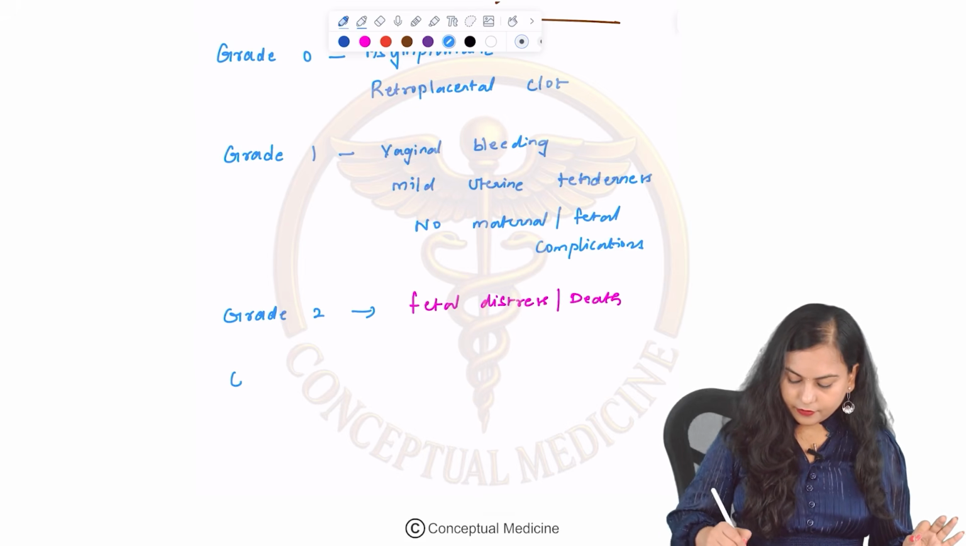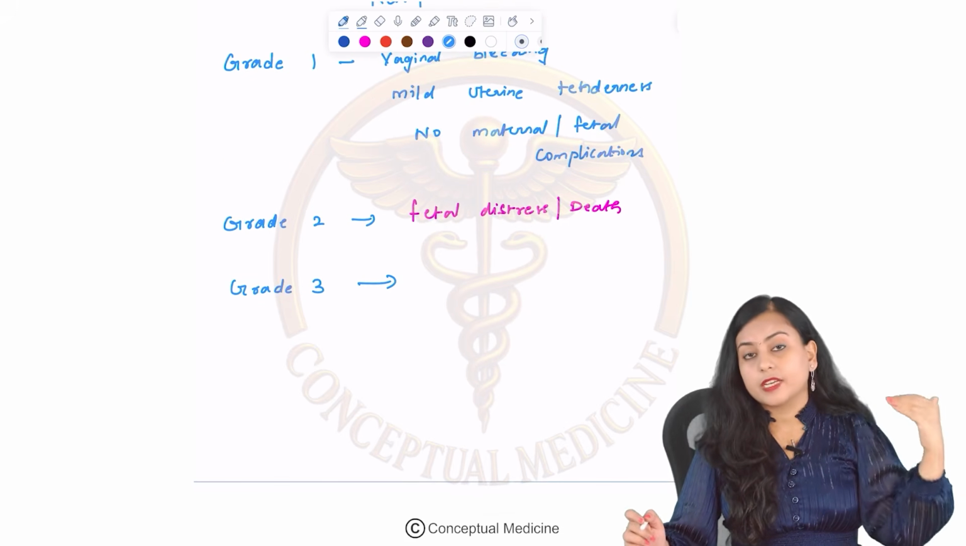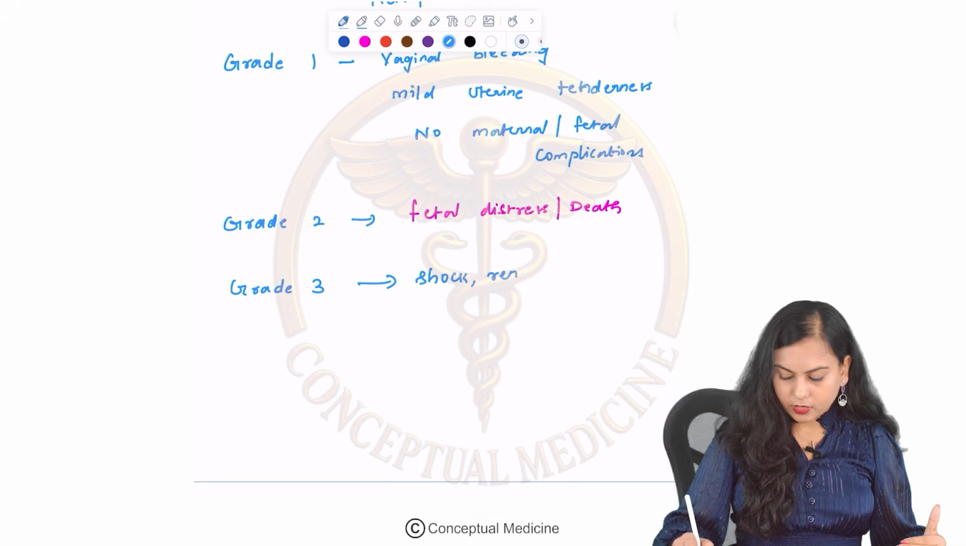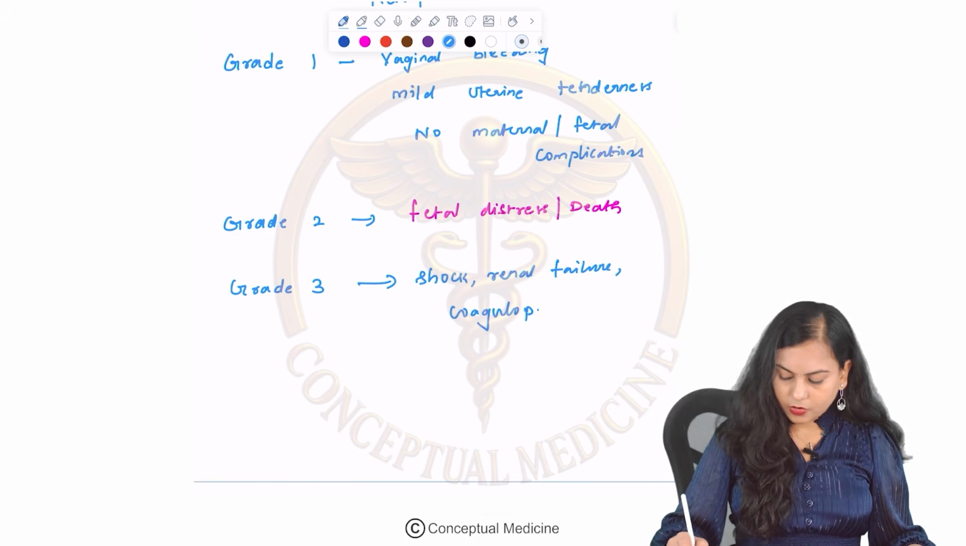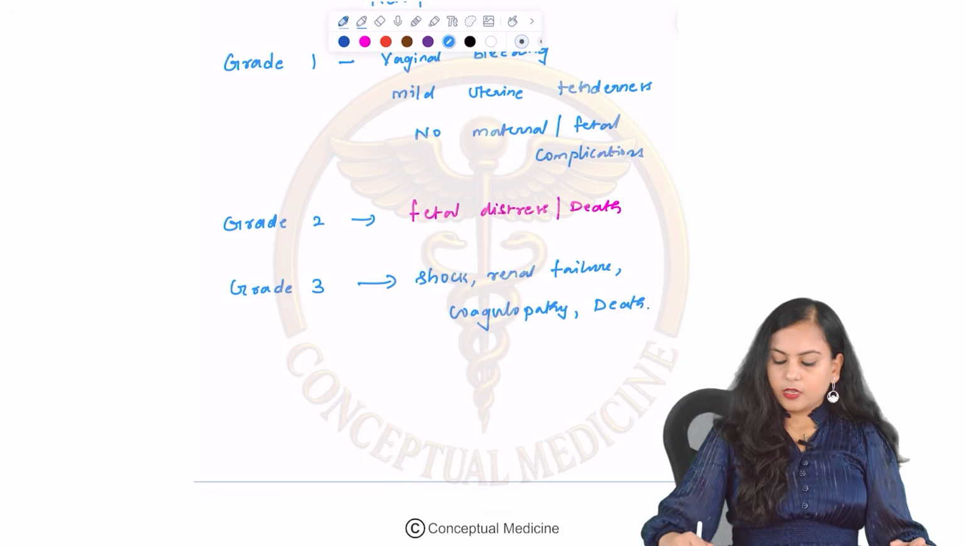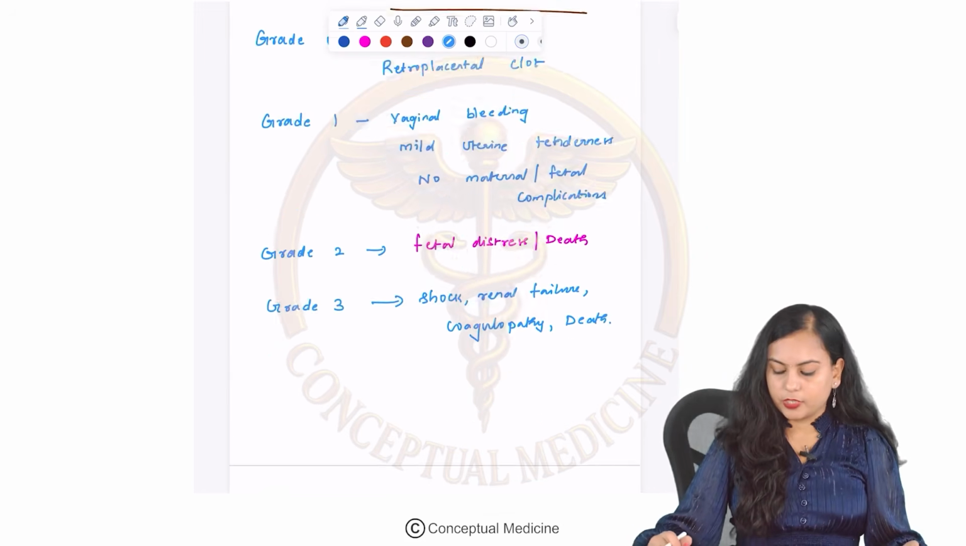And finally, we have grade 3 abruption, where you will get maternal complications, right? So, maternal complications like shock, renal failure, coagulopathy, or even death. Okay? So, this is what you have to know. Okay? These are the grades of abruption.